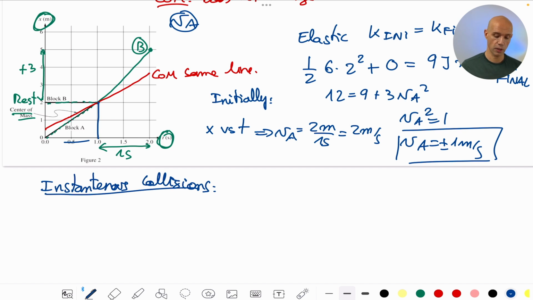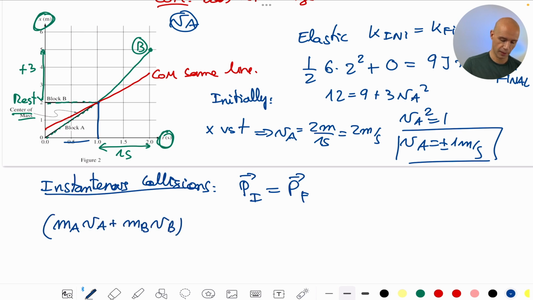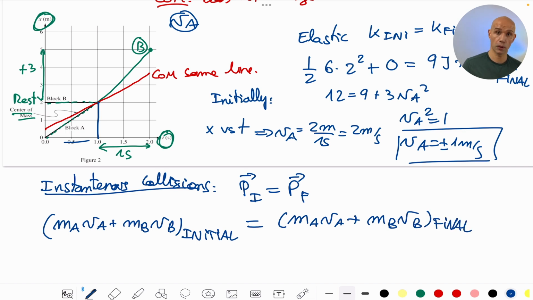So in instantaneous collisions, there is conservation of linear momentum. So we have this, and let's compute how much was at the beginning and how much is at the end. So at the beginning, what do we have? We have all this at the beginning, initial. And then all this should be equal to this at the end.